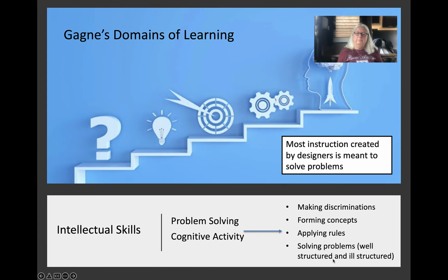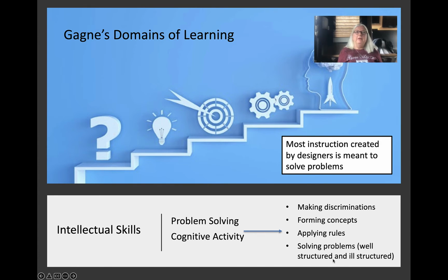There are 4 ways of this happening. One is making discriminations, forming concepts, applying rules, and solving problems, whether they be well-structured or ill-structured. So with these skills, the learner can classify things according to labels and characteristics, apply a rule, and select and apply various rules to solve the problem. So the goal requires the learner to manipulate symbolic information in some way. So that's what makes it an intellectual skill.